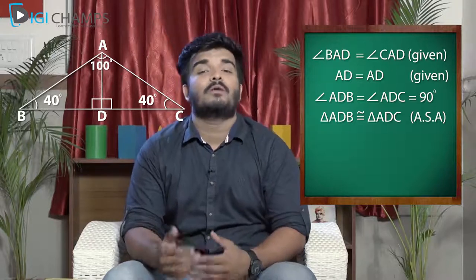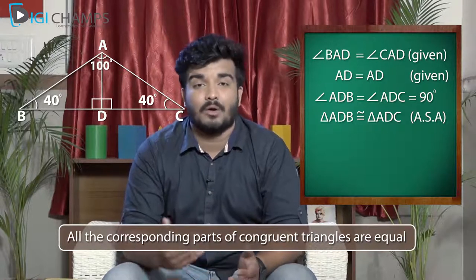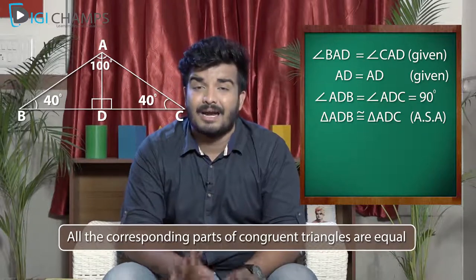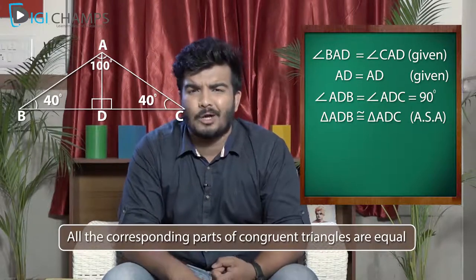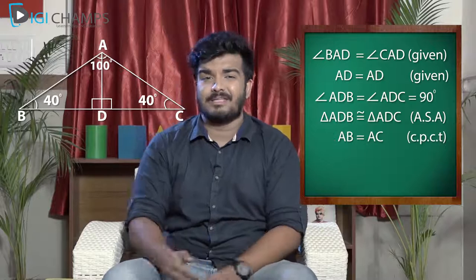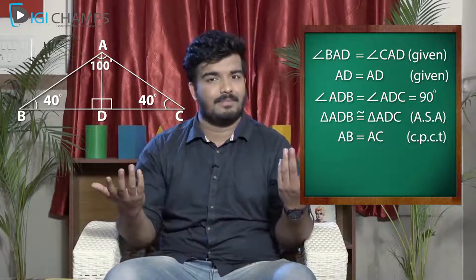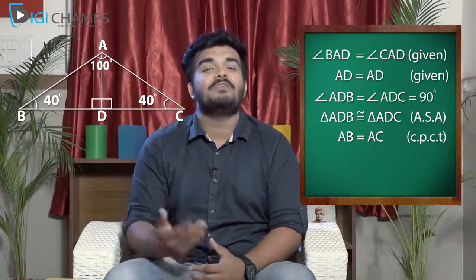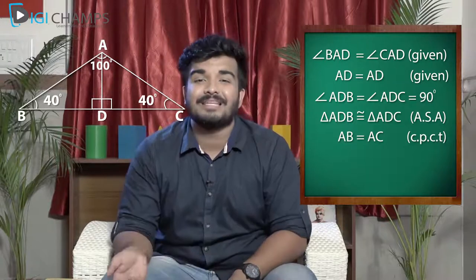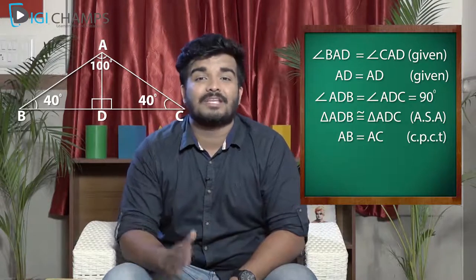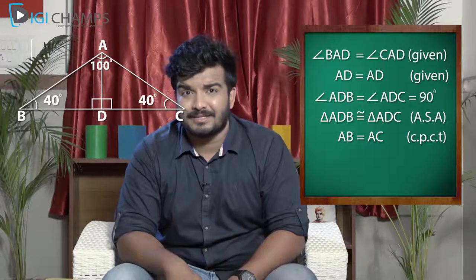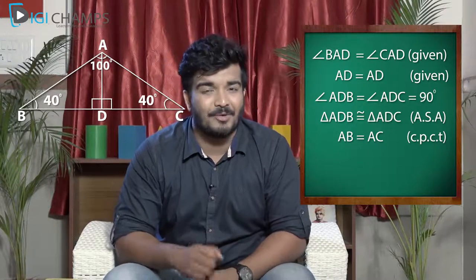And we know that corresponding sides or corresponding parts of the triangles are actually equal to each other. So by that logic, we have AB is equal to AC. As simple as that. So see, we just proved if I've got angle B is equal to angle C, that way we actually have AB is equal to AC. Are you getting it? Great.